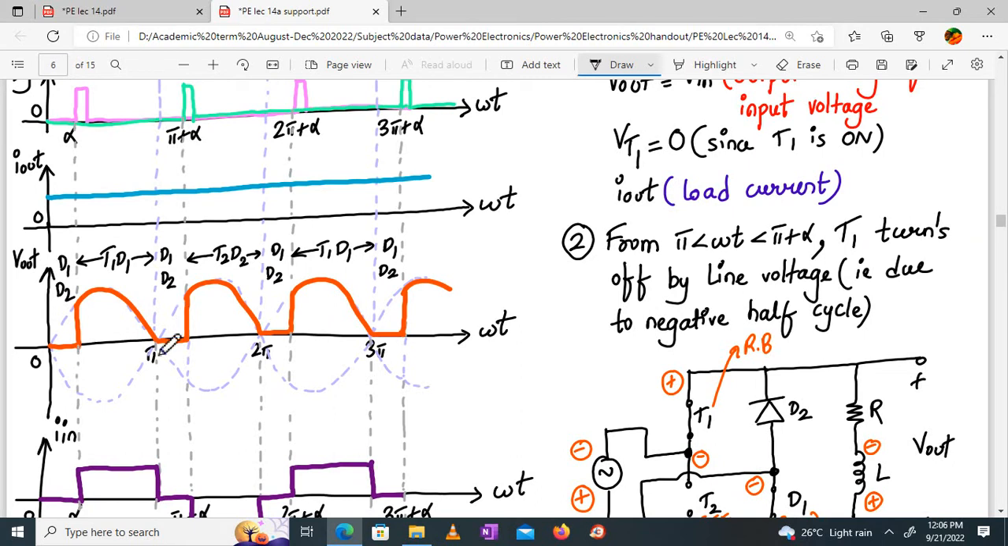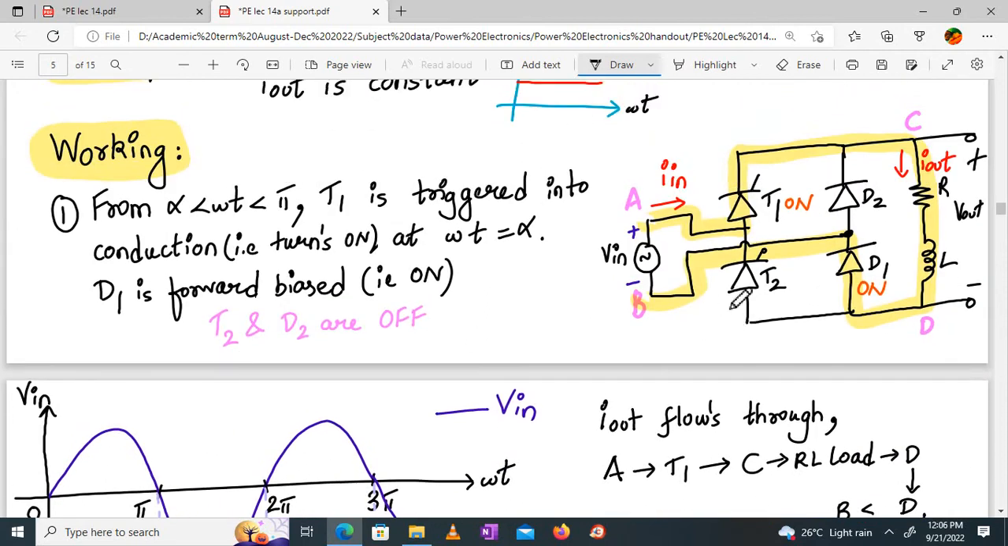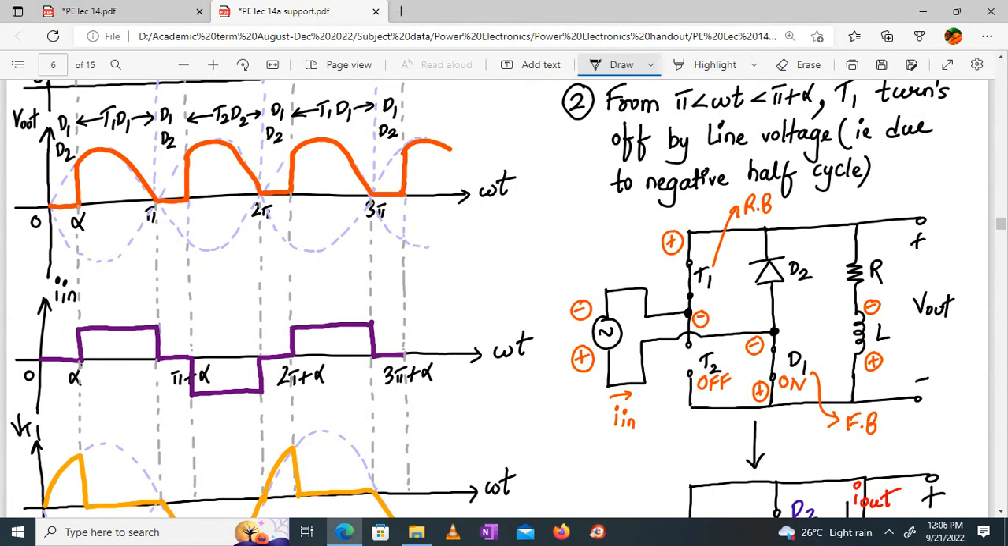From alpha to pi, it will follow the input. The input current will be the same as load current, and load current is a constant. So it will be constant from alpha to pi. Now what happens between pi and pi plus alpha? यहाँ पे difference आता है. See, the position of SCRs are different now. Positions of SCRs are different, so it will matter. Now what will happen? See carefully.